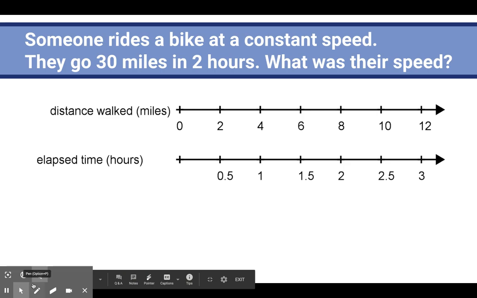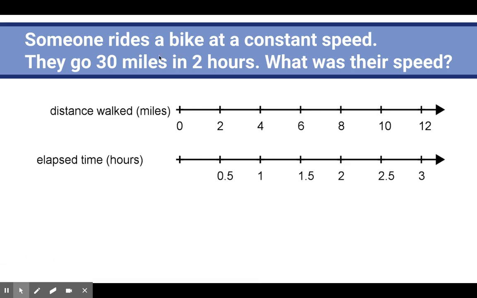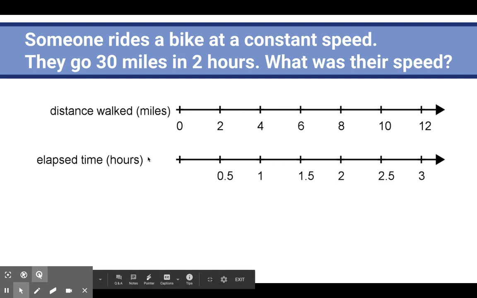Now, once again, someone rides a bike at a constant speed. They go 30 miles in 2 hours. What was their speed? So let's see if we can compare the distance walked in miles and the elapsed time. And this is just a representation to show a double number line if you needed assistance figuring this out. But this kind of combined the last two problems that we've done. So let's keep moving.